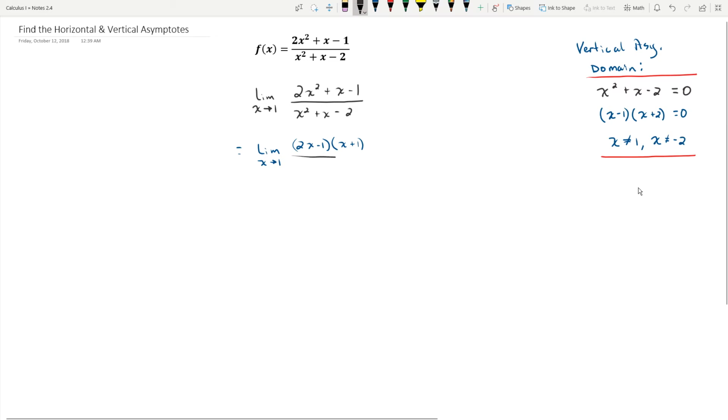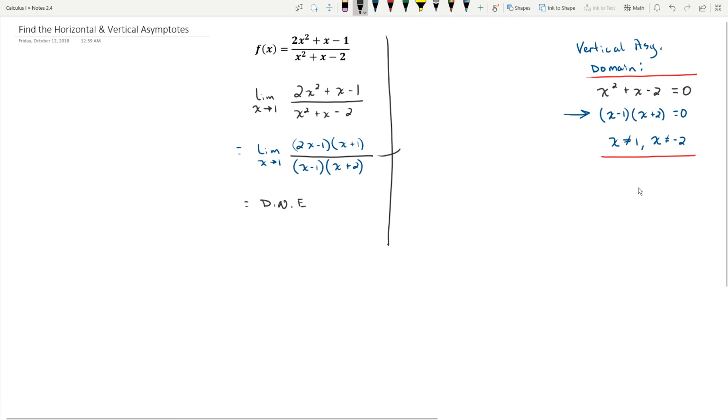And that is going to be divided by the denominator, which we already solved for. We know that it is x minus 1 times x plus 2. As you can see, we do not have any like terms that are going to factor out of the denominator and numerator to help us with this. So we know that the limit does not exist for the limit as x approaches 1. It does not exist.